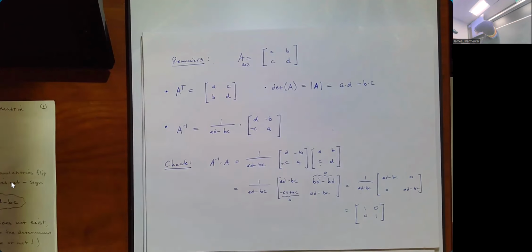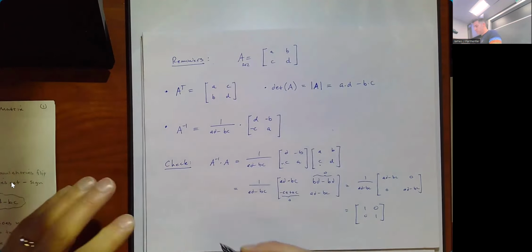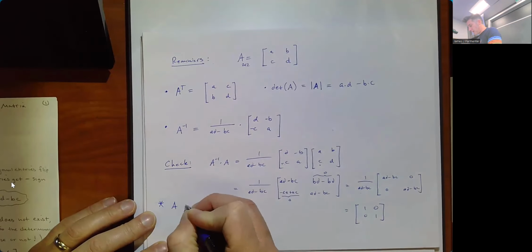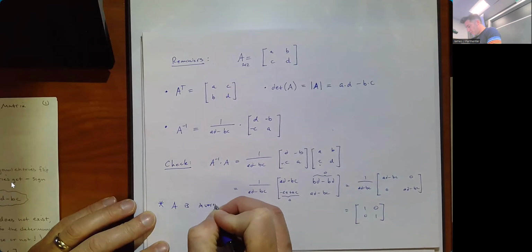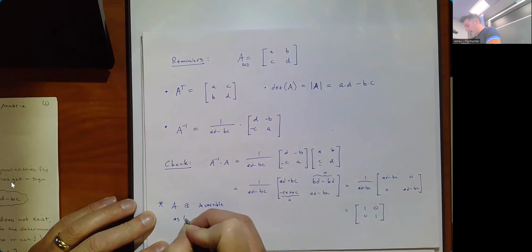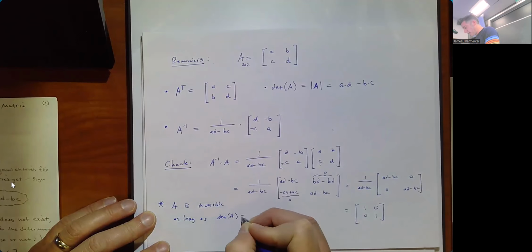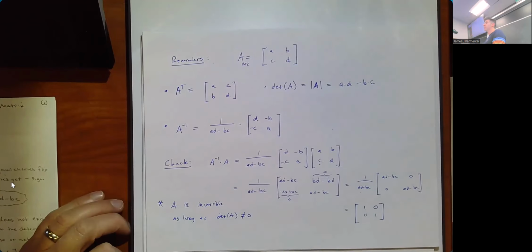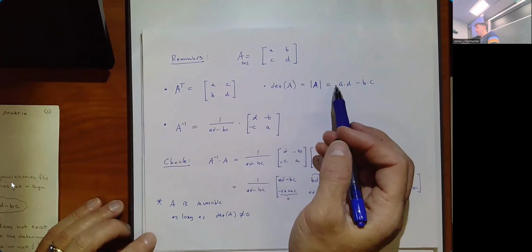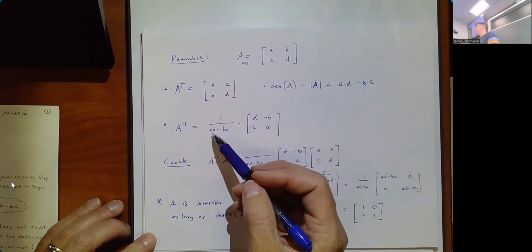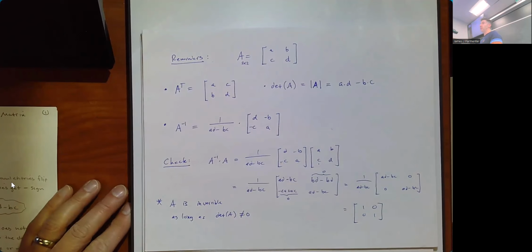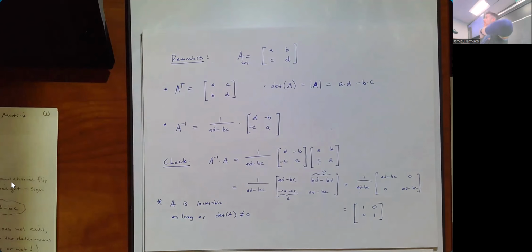So A has an inverse, or A is invertible, as long as the determinant of A does not equal 0. Because if the determinant of A is equal to 0, then we have division by 0 here, and that wouldn't work out. But as long as the determinant is not equal to 0, it is automatically guaranteed that A has an inverse. And that's true for larger matrices as well.